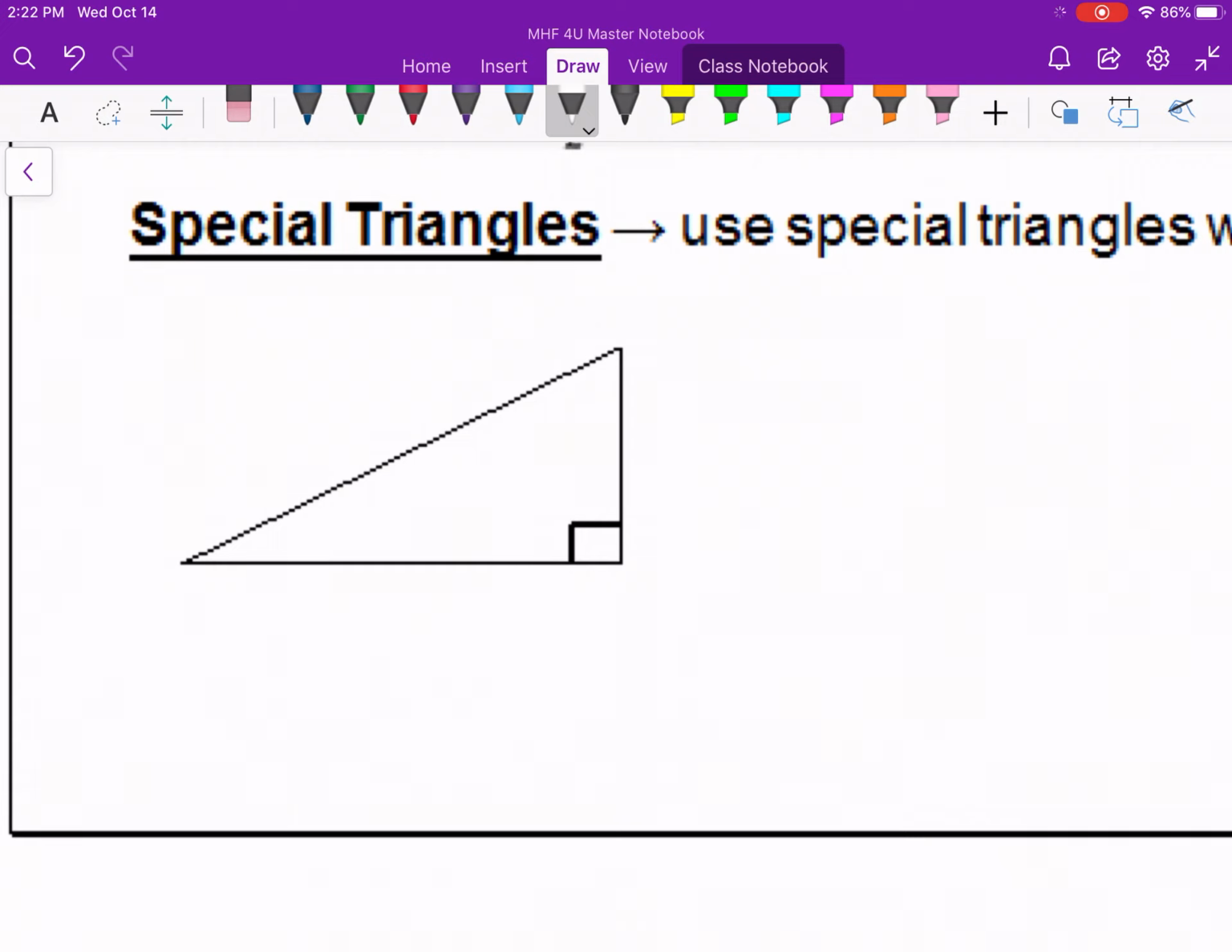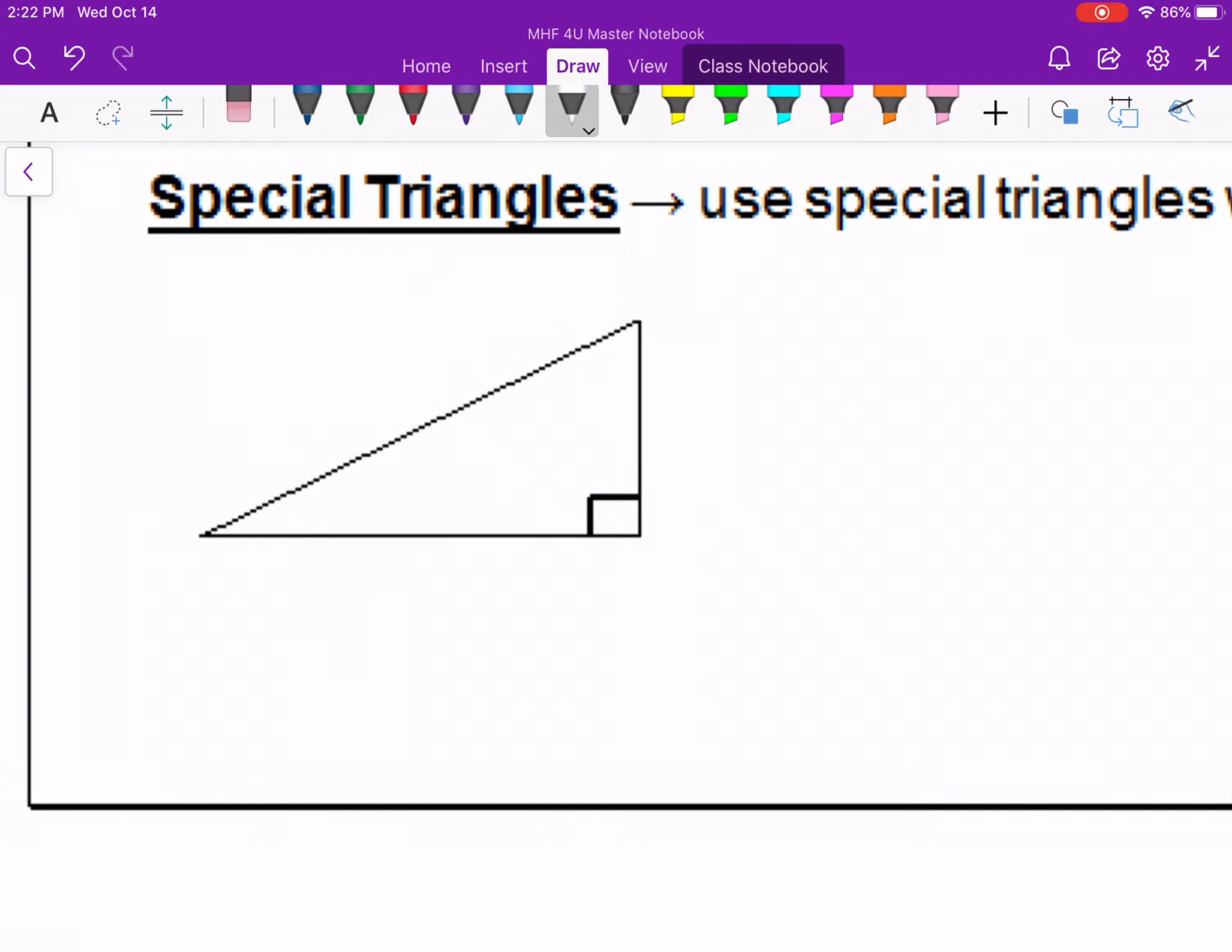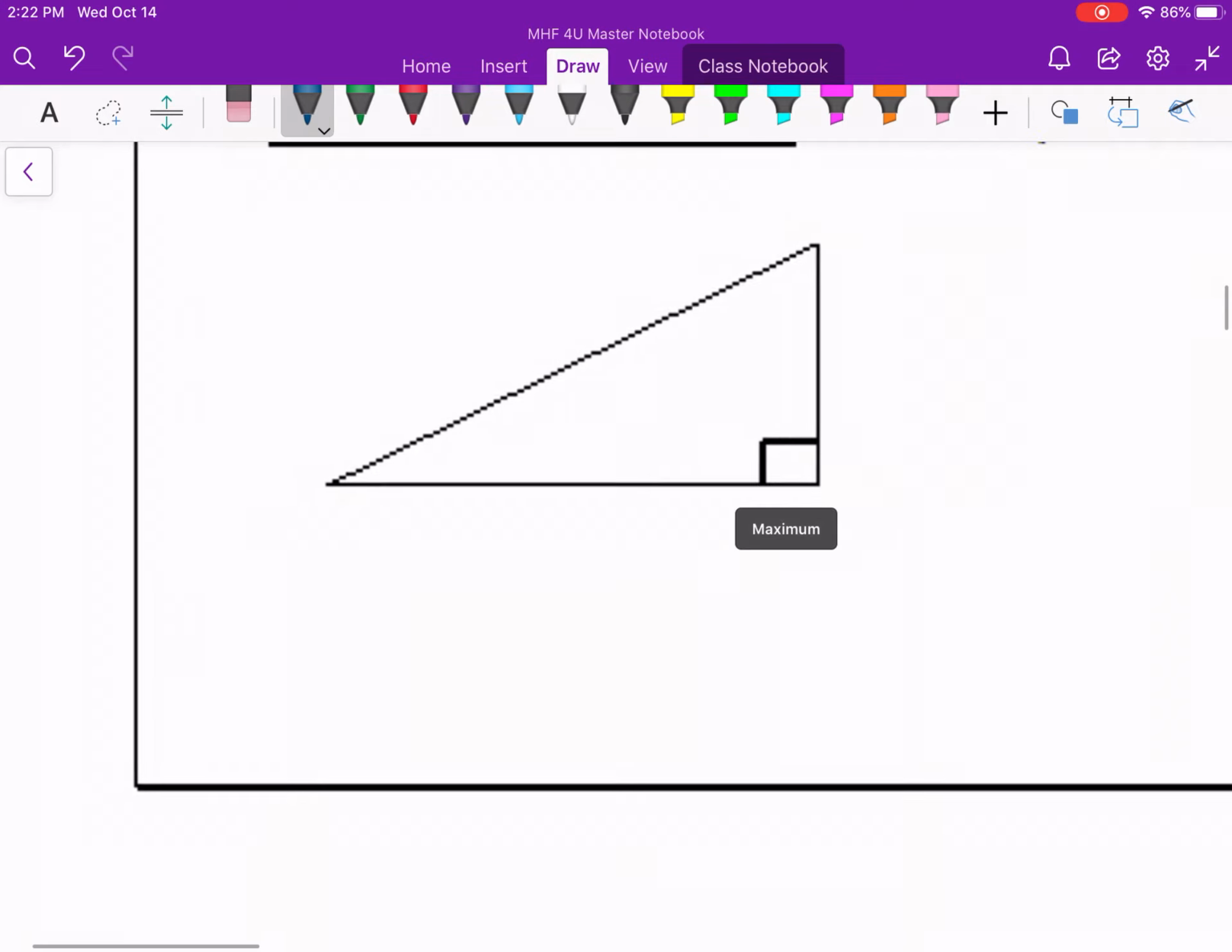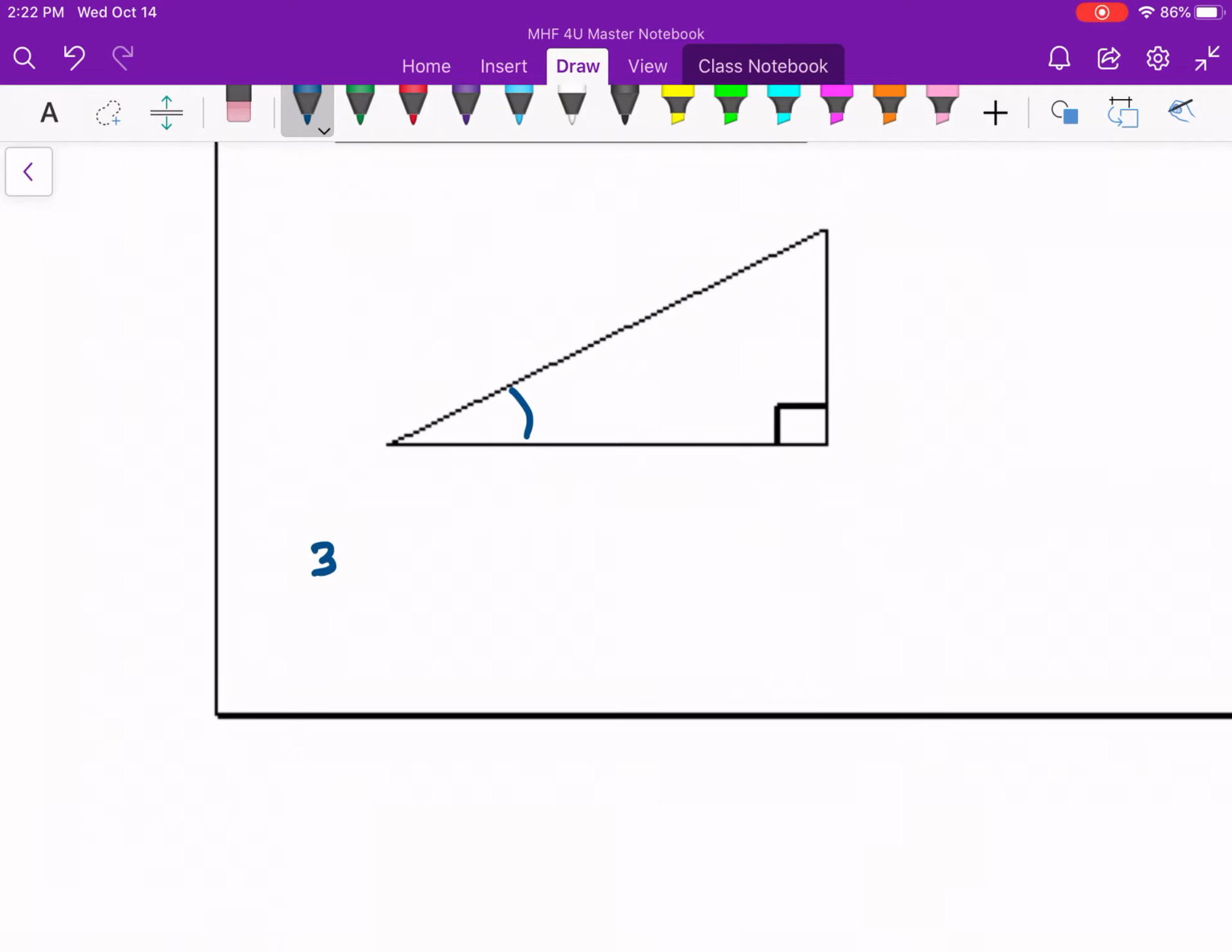So one of the special triangles we saw before was the 30-degree triangle. This sort of looks like 30 degrees down here, doesn't it? However, 30 degrees, we're using radians now. So let's convert 30 degrees to radians by multiplying it by pi over 180.